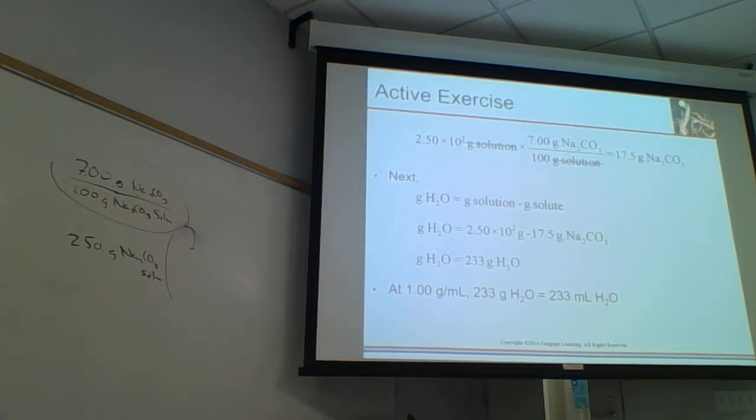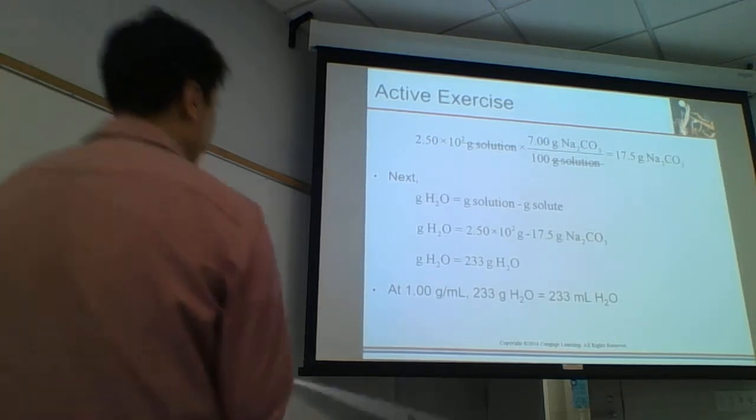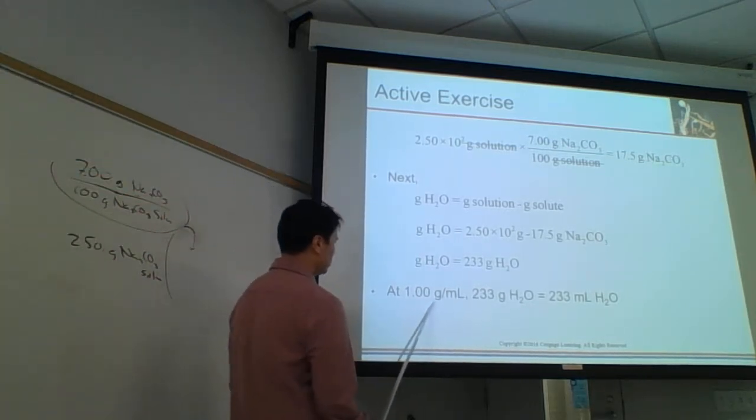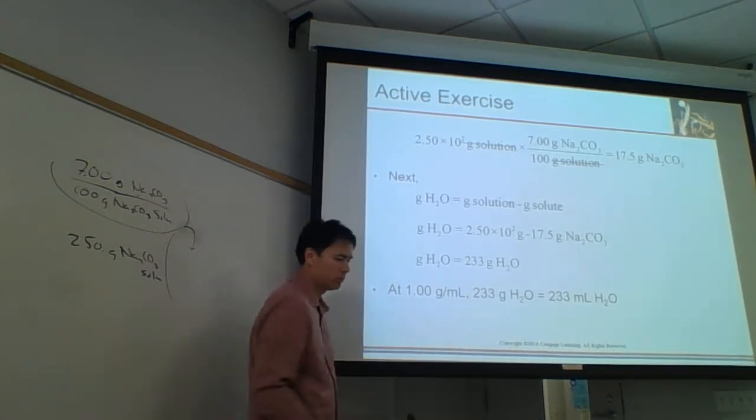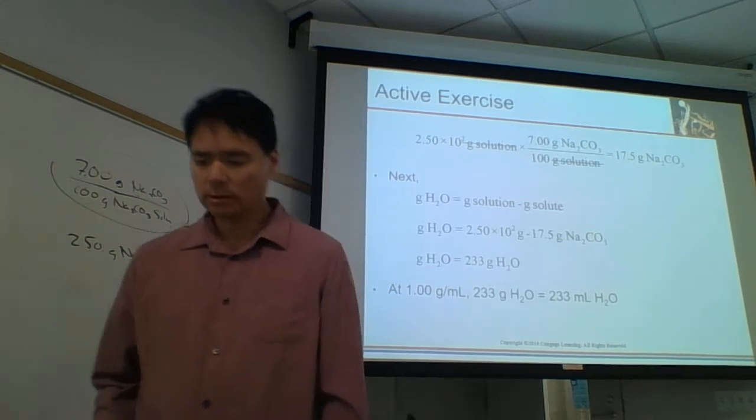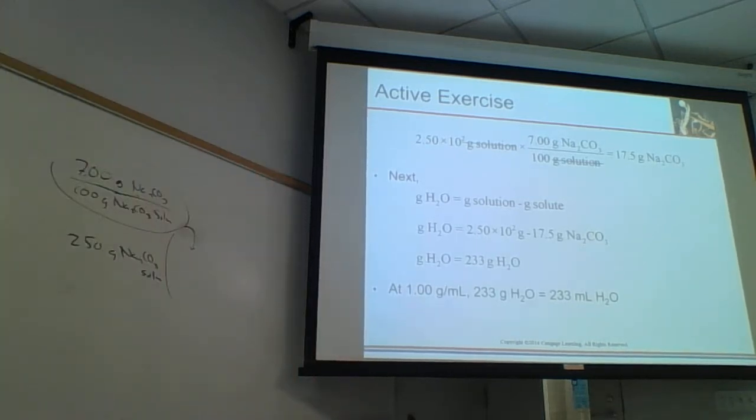How many milliliters is that? Well, at 1.00 grams per milliliter for water, 233 grams would be 233 milliliters. That's three sig figs. If I wanted more sig figs, then I'd have to look up the density of water. So you take 17.5 grams of sodium carbonate and mix it with 233 milliliters of water, and you should get 250 grams of solution.